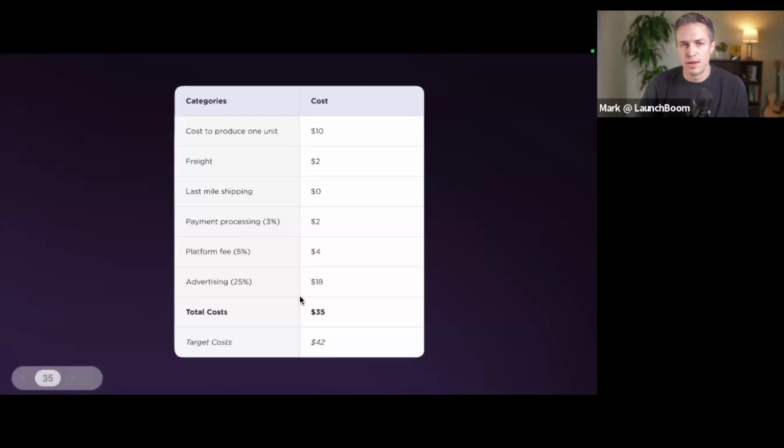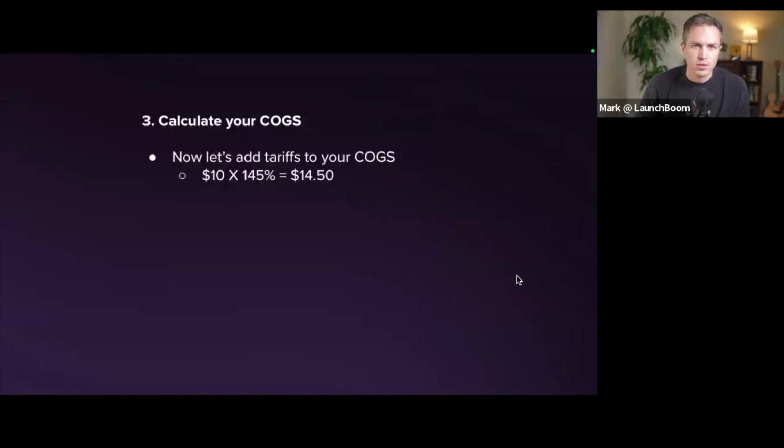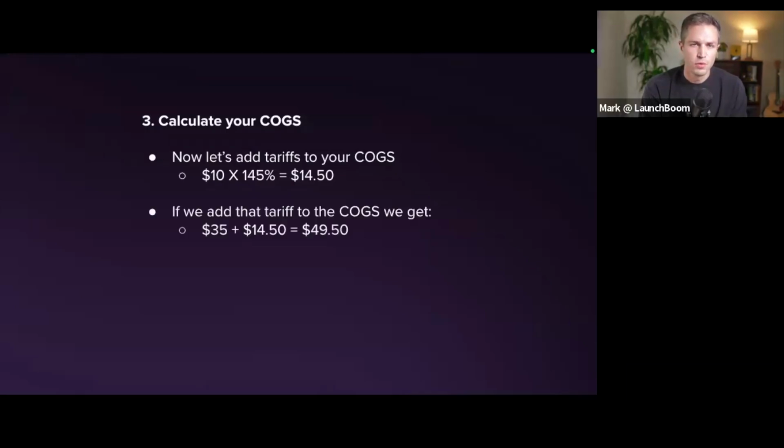You had payment processing, platform fee, and it cost you about 25% of each sale that went to advertising. Then your total cost of goods sold in this example, and this is leaving off some different things, it's just keeping it simple, is $35. So now let's add your tariffs to the cost of goods sold. So let's say, again, your cost to produce one unit is $10, a 145% tariff would be $14.50. So if we add that tariff to the COGS, then we would get $35 plus $14.50, which would be $49.50.